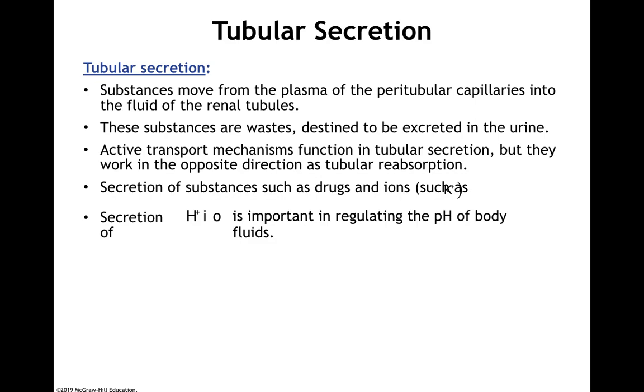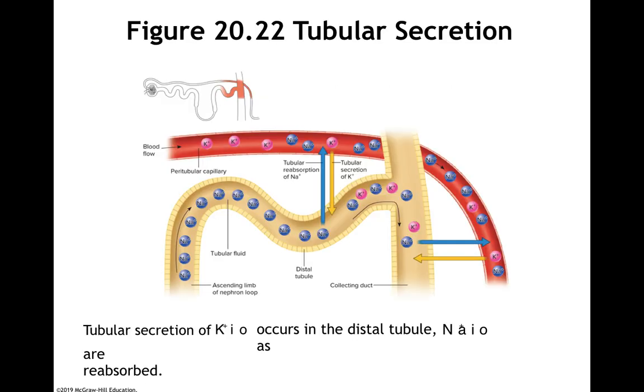This would be the secretion of substances such as some drugs and ions, particularly potassium, and that's important for regulating hydrogen ions as well, important for regulating pH of body fluids. So here we see an example of tubular secretion.